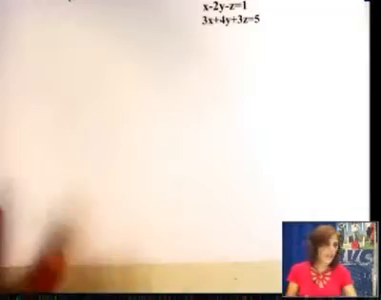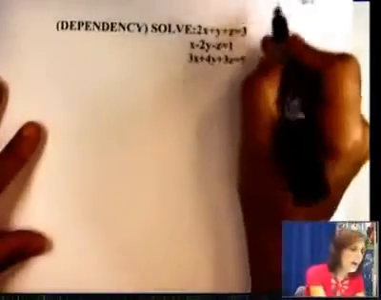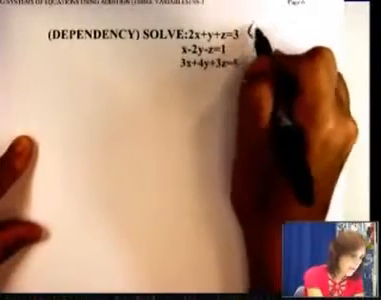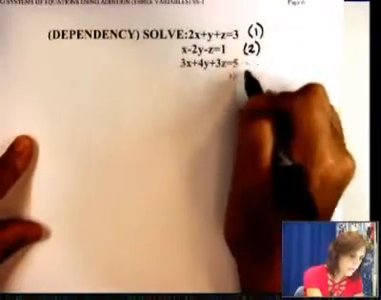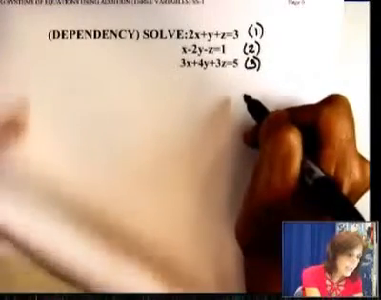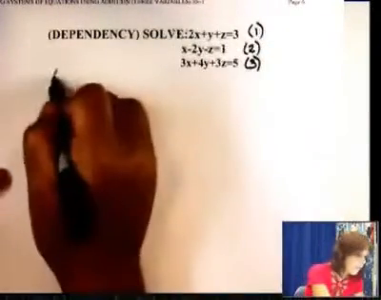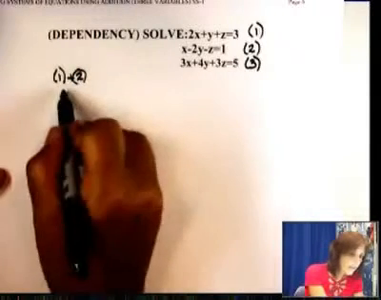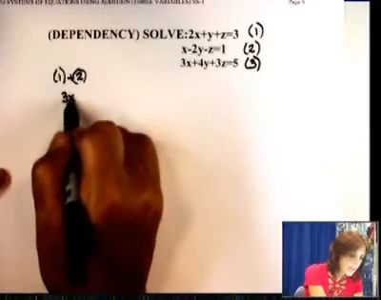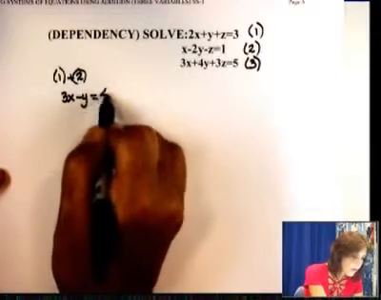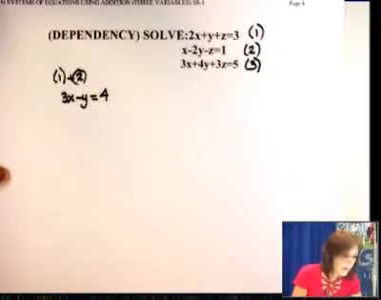Okay, let's look at another one. I number these again: 1, 2, and 3. Okay, let's add 1 and 2. So I'll end up with 3x minus y equals 4. All right.